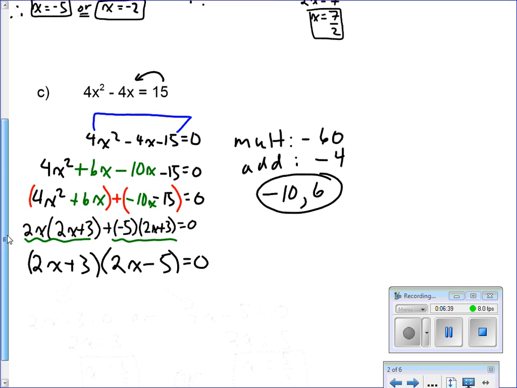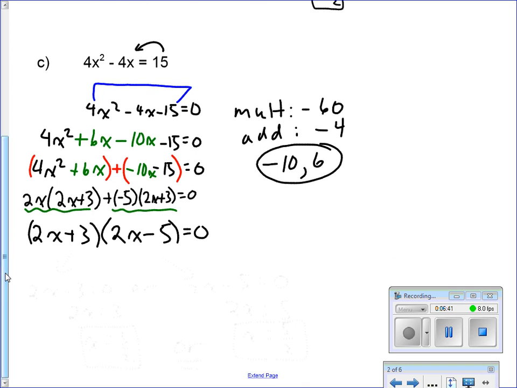Now, as we're doing our math, we have to remember we're using the zero product rule, right? Either the 2x plus 3 is equal to 0 or the 2x minus 5 is equal to 0. So we end up with something like this. We split our problem into two parts: 2x plus 3 equals 0, or 2x minus 5 is equal to 0. So now we solve each individual equation.